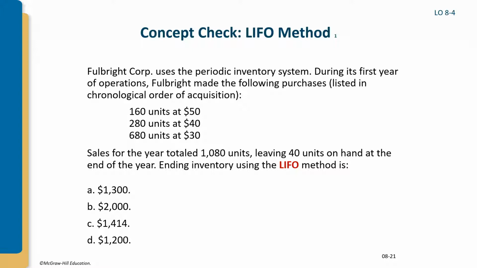Of the 160 that were from our first purchase, 120 of them would have been sold. That would have accounted for the total quantity sold of 1,080. We're not trying to find out how much those had cost us. We're trying to figure out how much the remaining 40 cost us. So the remaining 40 cost $50 each. Now take a look here. This is a time of decreasing prices, right? So that's very interesting, and that's what we were talking about in that prior slide. So inventory cost would be $2,000.